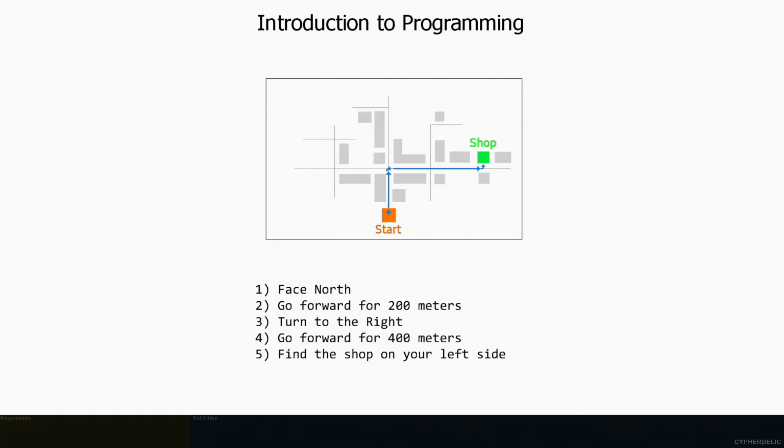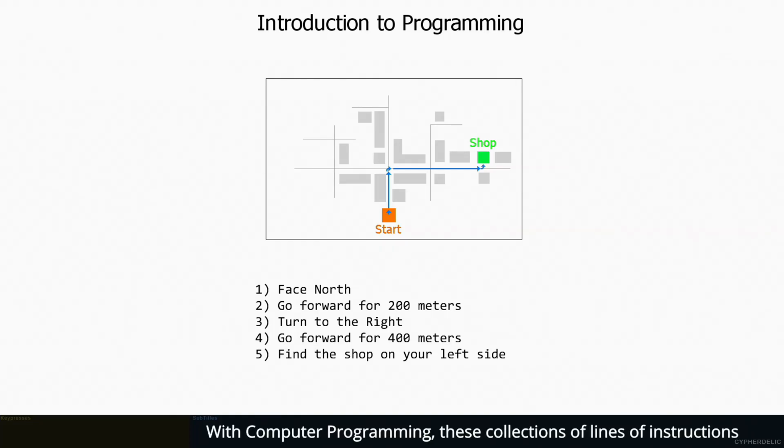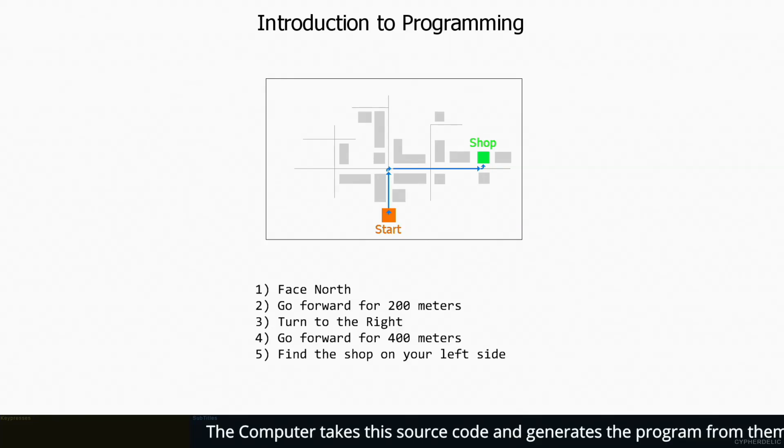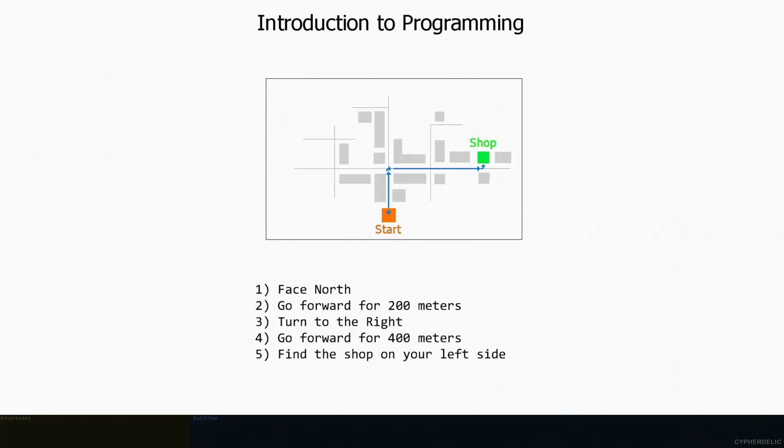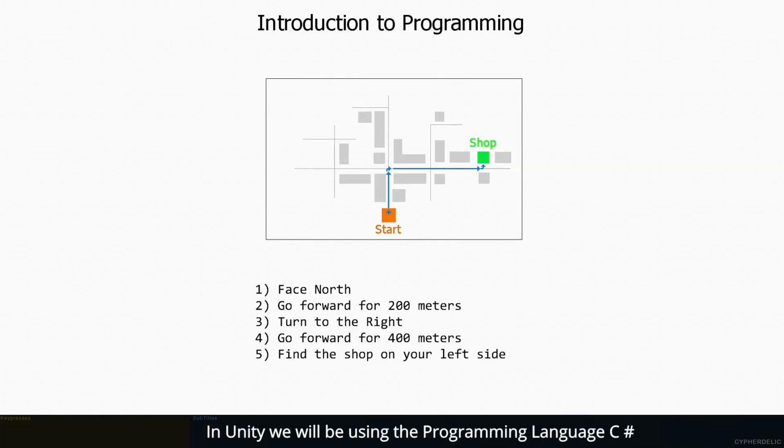With computer programming, these collections of lines of instructions are called source code, and they are stored in text files. The computer takes this source code and generates the program from them. In Unity, we will be using the programming language C#.